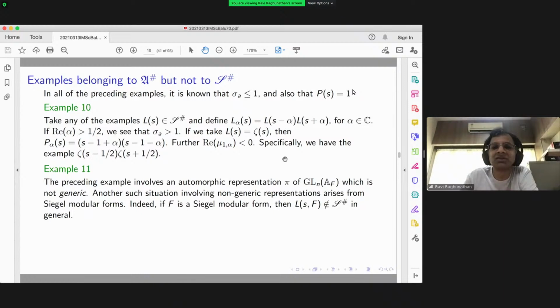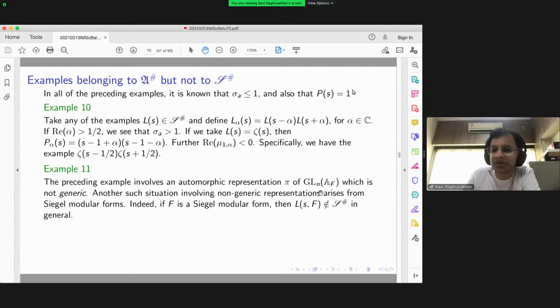one can take the so-called non-generic representations of GL n over A_F. In classical language, for example, that would be something that corresponds to a Siegel modular form. So if you have a Siegel modular form, in general, you don't expect L(s, F) to lie in the extended Selberg class, but it will lie in A sharp again.